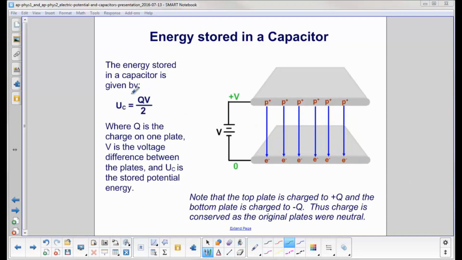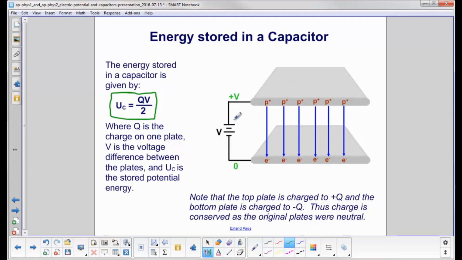The energy stored in a capacitor is given by U sub C equals QV over 2. U stands for potential energy because this is energy that we're storing and we can use it later. Q is the charge on one plate. Don't make the mistake of trying to add the charges and get Q plus Q and 2Q or anything like that. We're just interested in the charge on one plate.